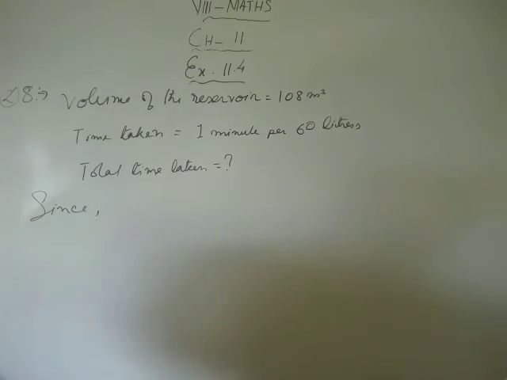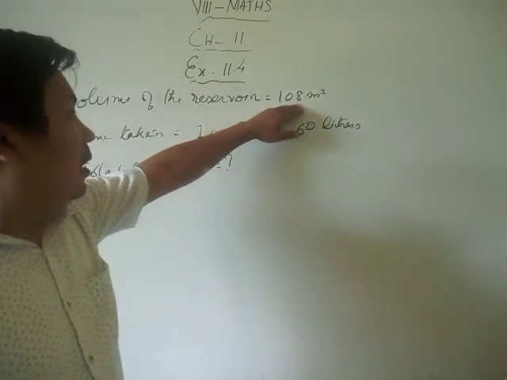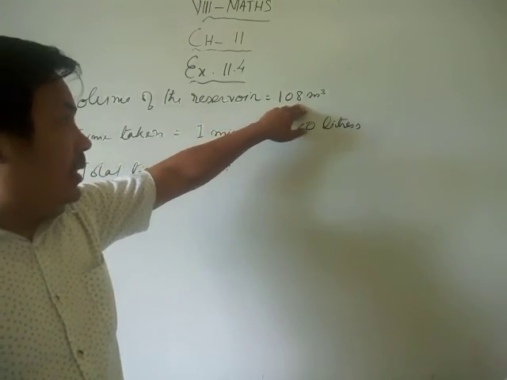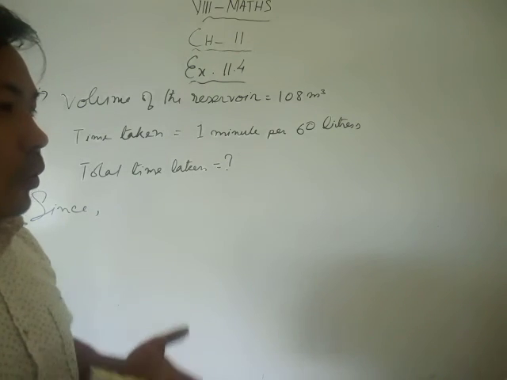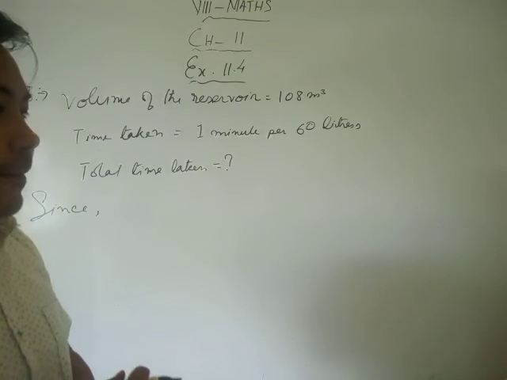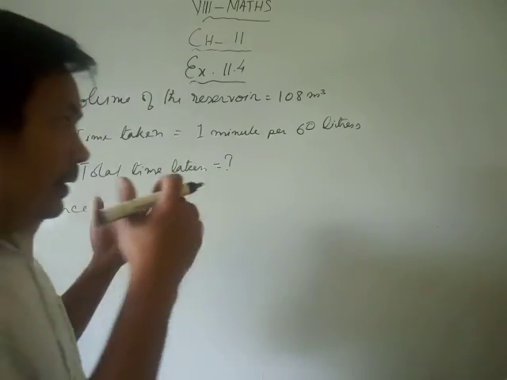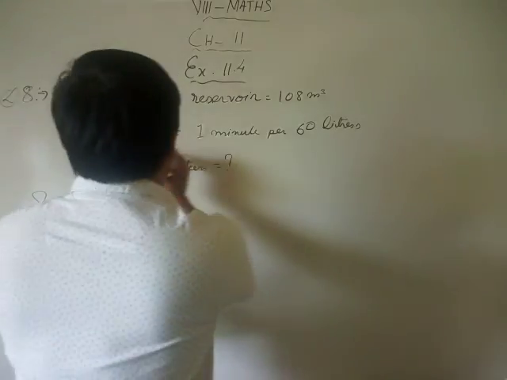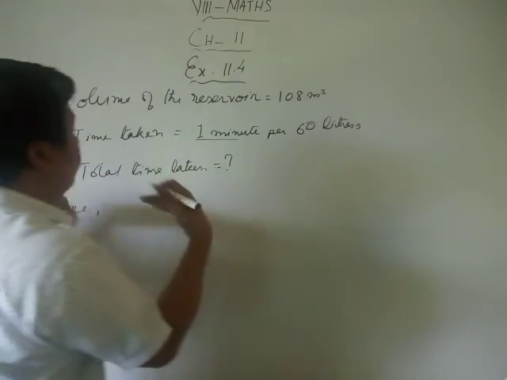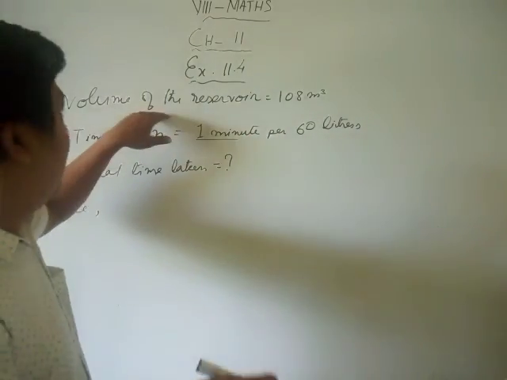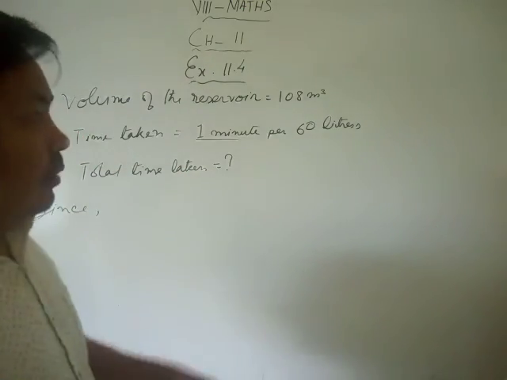Let's go to the next question. We have question number 8. Question number 8 is saying there is one reservoir and its volume is 108 meter cube. So we have to find out the capacity first. But it says the time taken is 1 minute per 60 liters to pour the water into that reservoir. So how much time will it take to fill the reservoir?